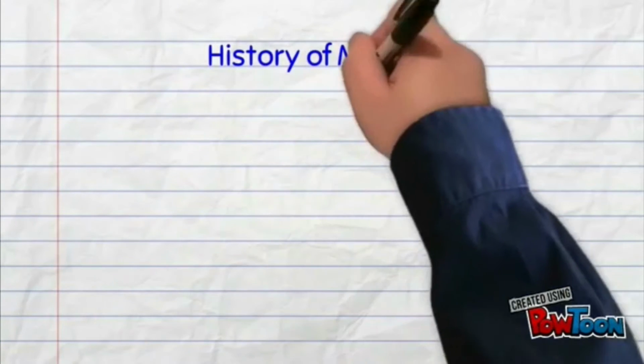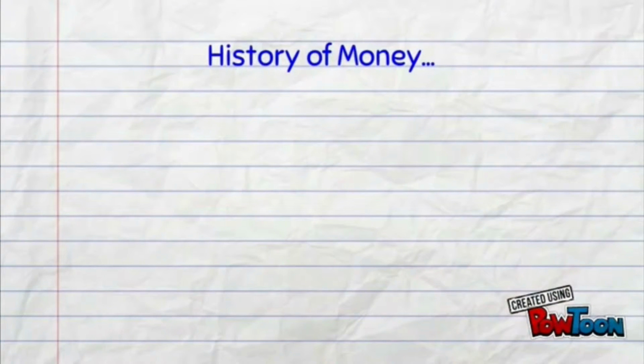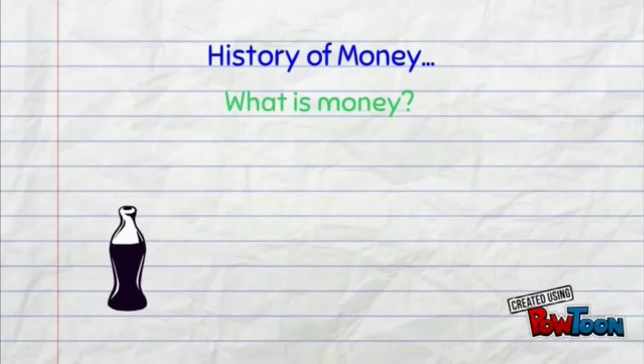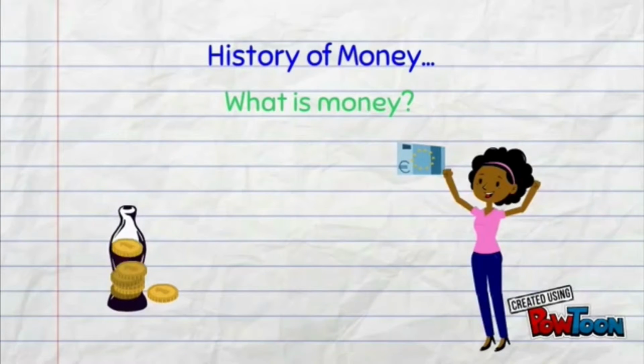Let's start with a brief history of money and how money was formed. But firstly, do you know what money is? We all know it to be the shiny coins collected in the big Coca-Cola bottle or the crispy note we love to see in our birthday cards. But what is its purpose? Money is used as a means of exchange.